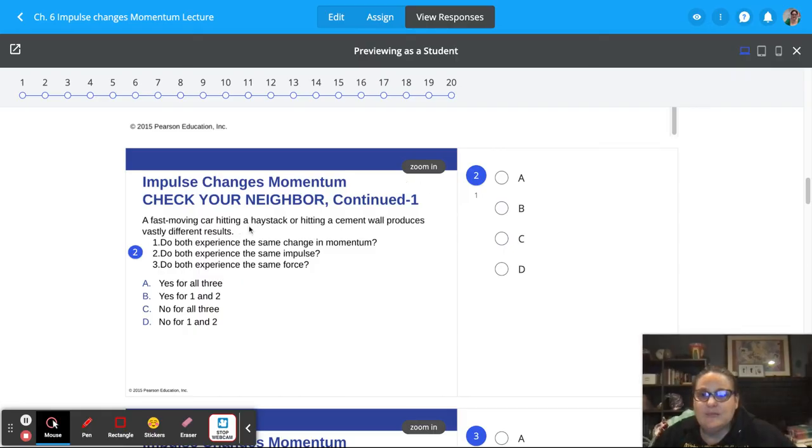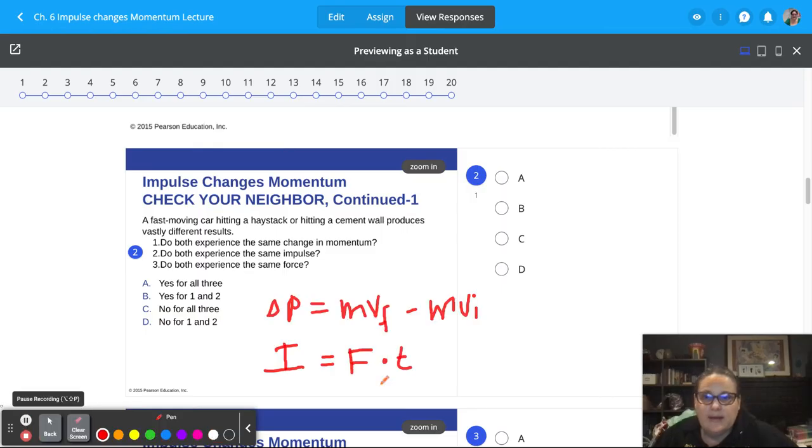So a fast-moving car hitting a haystack or a cement wall produces different results. Do they both have the same change in momentum? Yes. Do they both experience the same force? No. Do they experience the same impulse? Yes. So both cars, regardless of hitting a haystack or a cement wall, have the same starting velocity. All right, let me use this equation to help explain this.